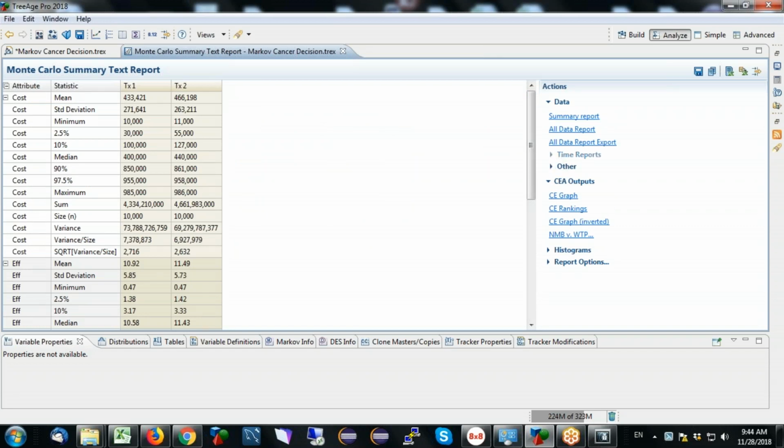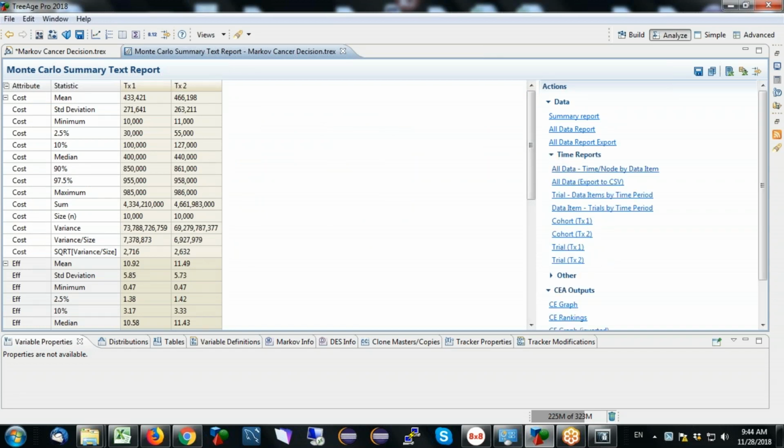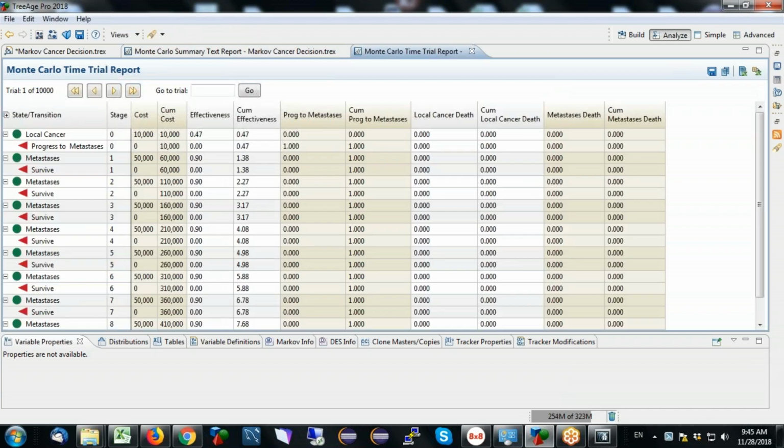Because I turned the time reporting on, I get these options. I get trial level reports, and I get cohort level reports. These reports you probably won't use very often. They're really just grids of data if you wanted to dump the data out to another software package or to Excel and do some post-processing. But the more useful reports are down here at the bottom, and let's look at this one.